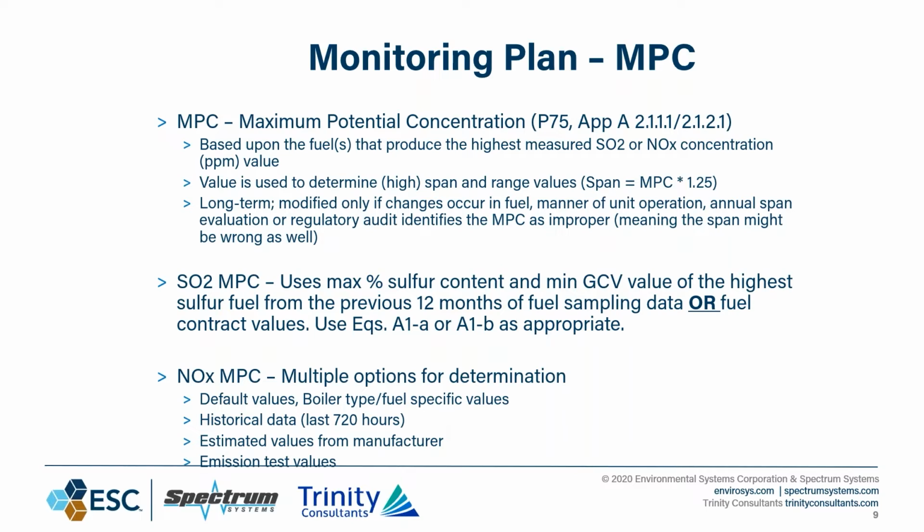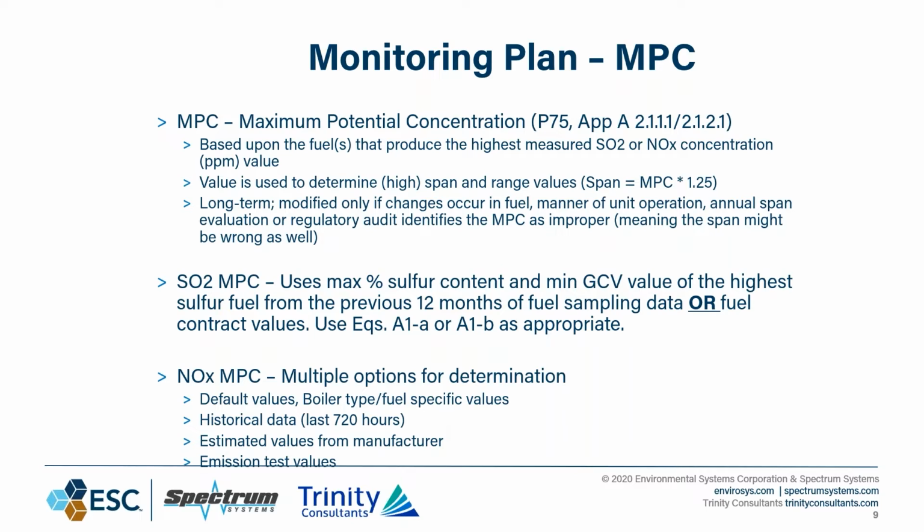As far as your NOx potential, you have multiple options for determination. You use a default value based on boiler type or fuel specific. Your NOx MPC can be based on the last 720 operating hours of historical data. You can use estimates from the manufacturer. You can use emission test values. And this NOx and SOx MPC value, this is something that is entered into your DAHS.